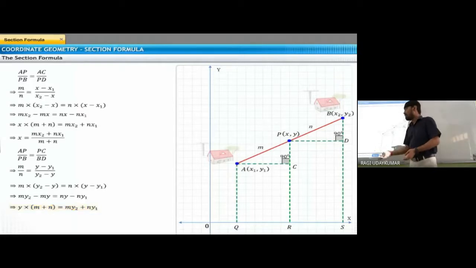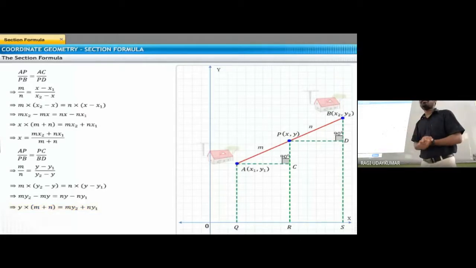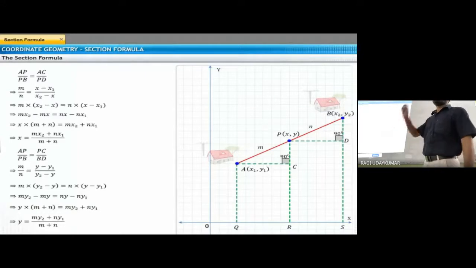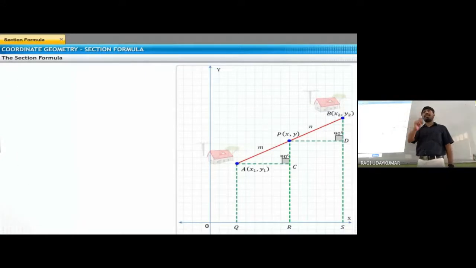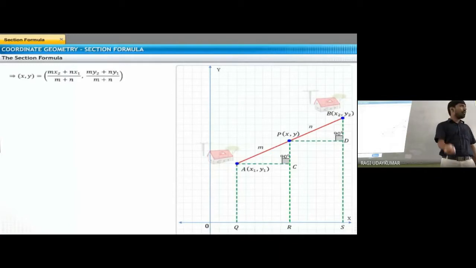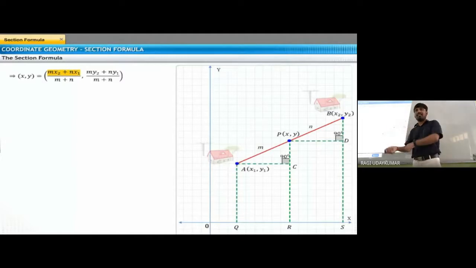But don't get confused. The x coordinate and y coordinate we got. After the x and y coordinates, what is the point here? We get a point which divides the line segment joining the two points (x1, y1) and (x2, y2) in the m is to n ratio, which is ((mx2 plus nx1) by (m plus n), (my2 plus ny1) by (m plus n)).